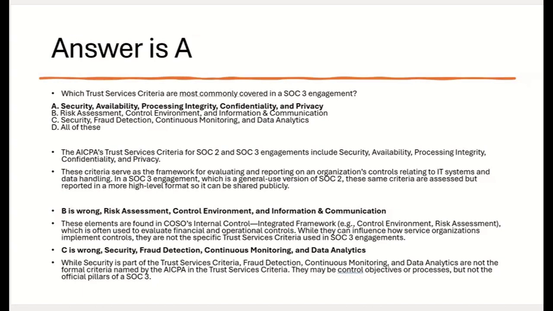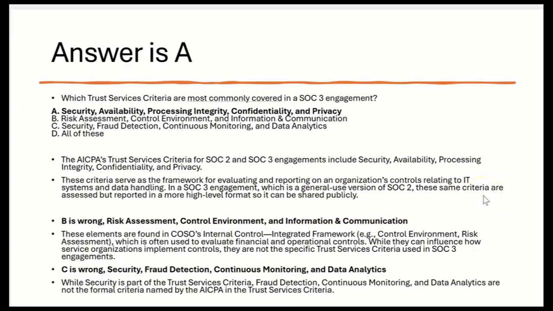The AICPA's trust services criteria for SOC 2 and SOC 3 engagements include security, availability, processing integrity, confidentiality, and privacy. These criteria serve as the framework for evaluating and reporting on an organization's controls relating to things like IT systems and data handling. In a SOC 3 engagement, which is a general use version of a SOC 2, these same criteria are assessed. What criteria is assessed in a SOC 3? Security, availability, processing integrity, confidentiality, and privacy. The trust services criteria are covered in a SOC 3.